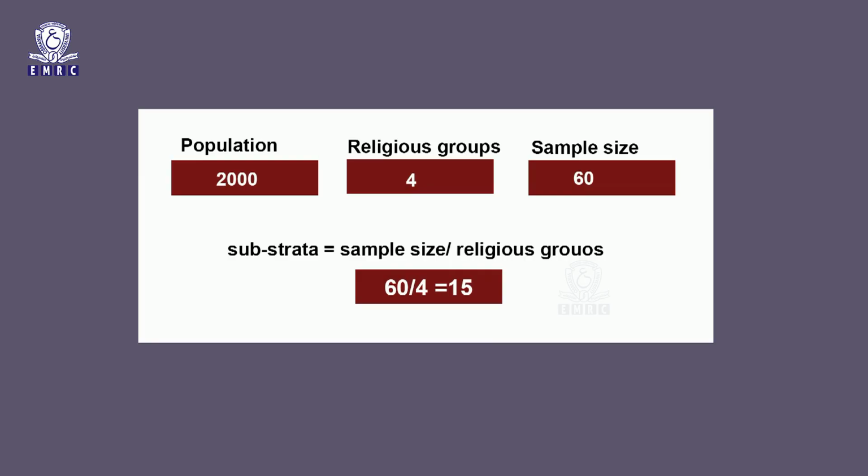For example, the researcher wants a sample size of 60 from a population of 2000 of different religious groups. For example, there are 4 religious groups. The researcher can divide the desired sample by 4 religions. 60 divided by 4 is equal to 15. Therefore, each substrata is 15. The researcher is going to collect the data from 15 respondents. The researcher can use simple random sampling for collecting the information from the desired number of elements from each substrata.